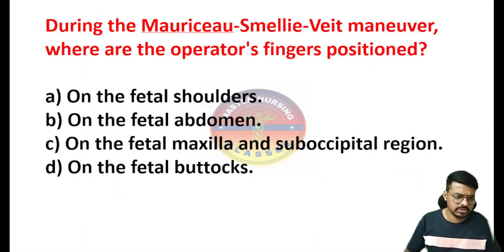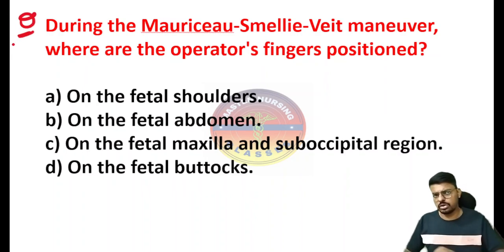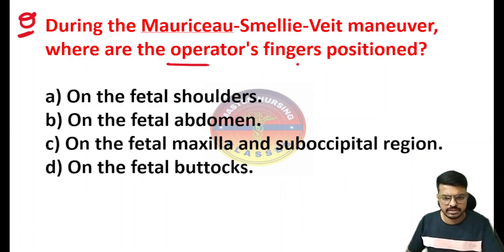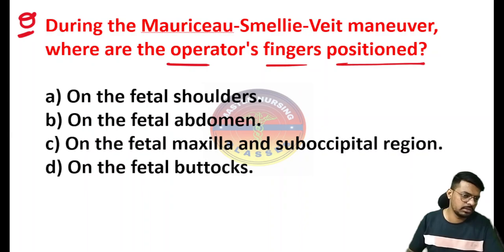So the next question is like this. An important question. I am waiting for your answer in the comment box. So do comment. During the Mauriceau Smellie Veit maneuver, where is the operator's finger position?